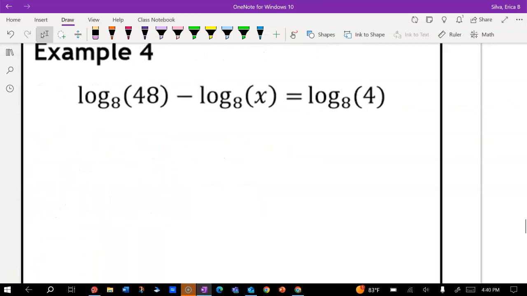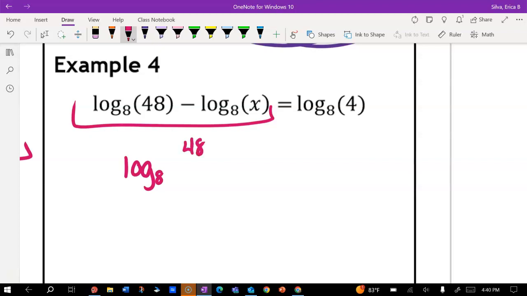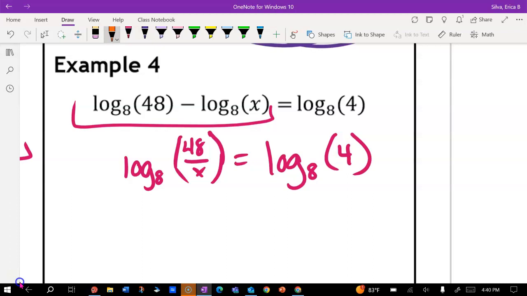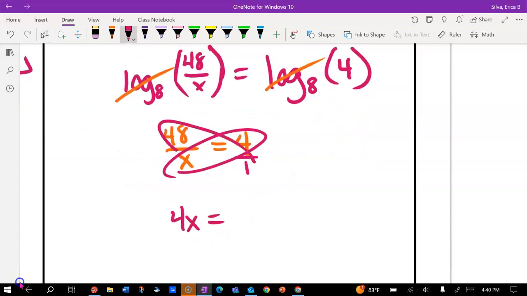Let's look at the final example. We have, again, more than one log on the left side. So let's apply our rule. We have log base 8, and because they're being subtracted, that means we divide the arguments: 48 divided by x. Now we have those the same. Then we have 48 divided by x is equal to 4. And here we can cross multiply. We have 4x is equal to 48. And then we solve for x, and x is equal to 12.